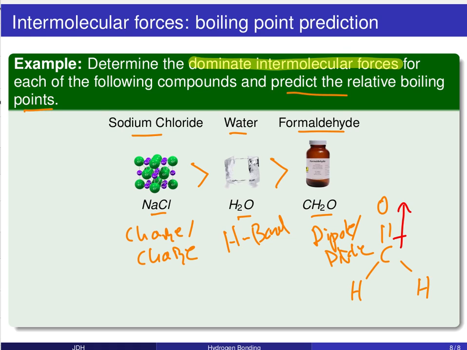Okay, so with that little example here, we're ready to move into our final intermolecular force, which is called the London dispersion force.